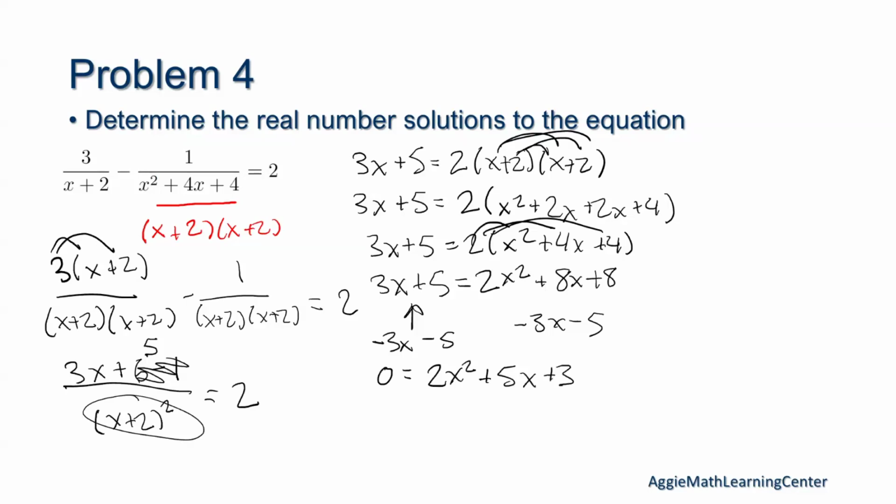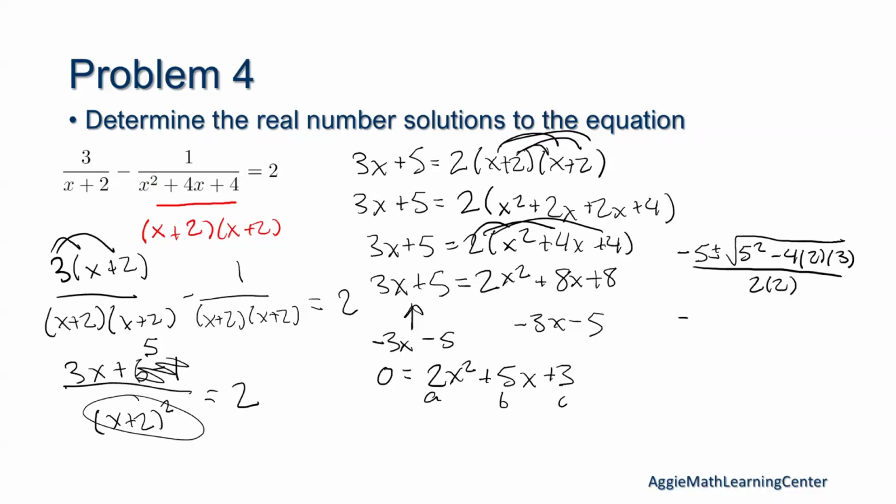Sweet. Now we're gonna use our quadratic formula. Here's a, b, c. So negative b plus or minus the square root of b squared minus 4ac over 2a. And then I'm just gonna simplify from here.